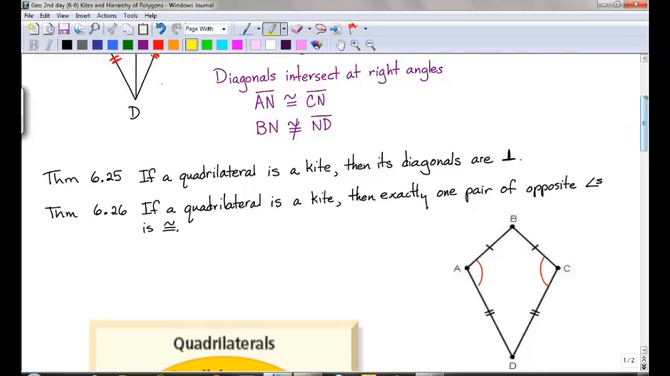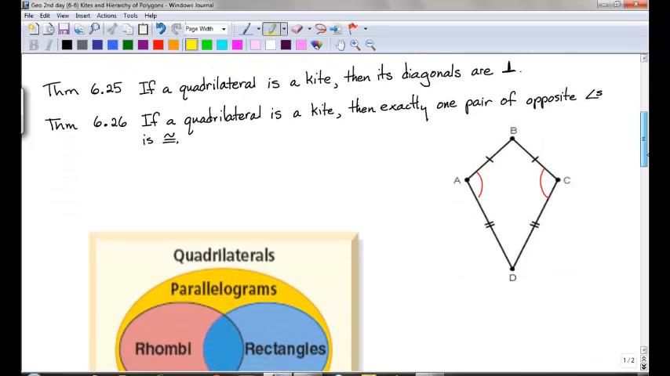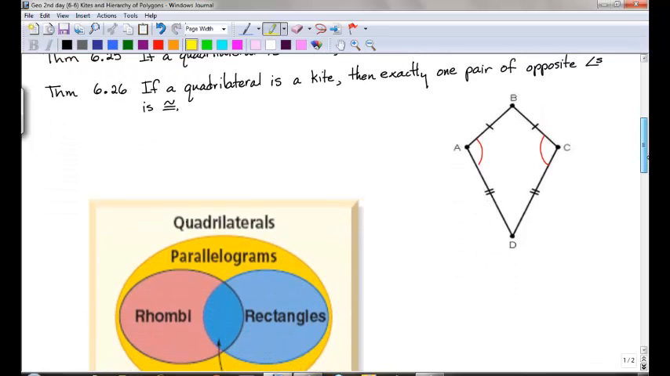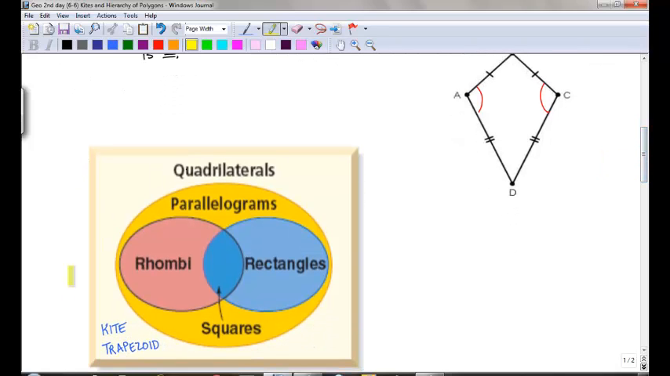Now I want to go through a little Venn diagram, kind of tying some of these together. First, draw a rectangle, or a square. Outside this ellipse, label quadrilaterals. So that'd be all four-sided figures. Then draw an ellipse, a big ellipse, and inside that, label parallelograms.